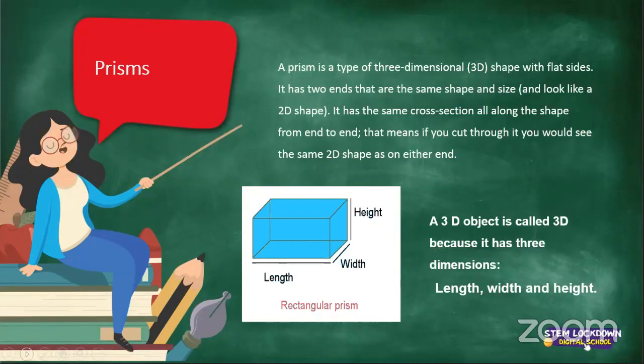All right. Now looking at this picture here, this is what we call a 3D object. It is called a 3D object because it shows length, width, and height. And 3D objects are objects that take up space. It is objects that take up space and they should be able to show length, width, and height.